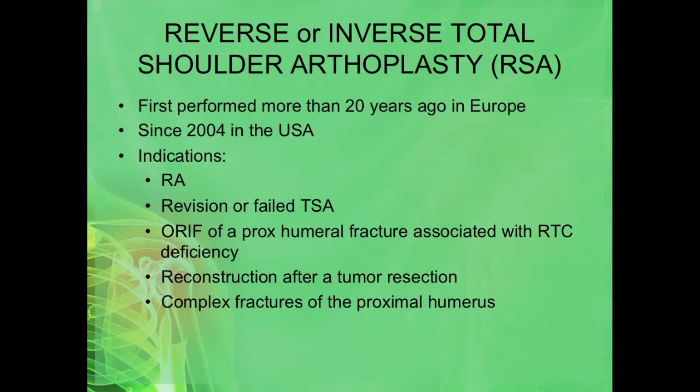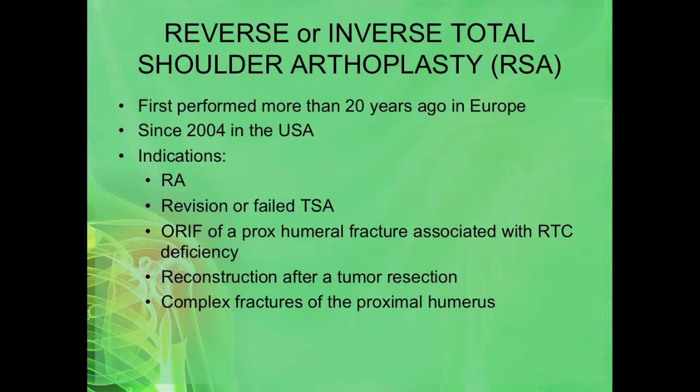So, as I mentioned, the reverse or inverse total shoulder arthroplasty, otherwise known as RSA, was first performed in Europe about 20 years ago, but it was not approved by the FDA to be performed in this country until about 2004. So who has a reverse total shoulder? Usually patients with rheumatoid arthritis, somebody who had a failed total shoulder arthroplasty.